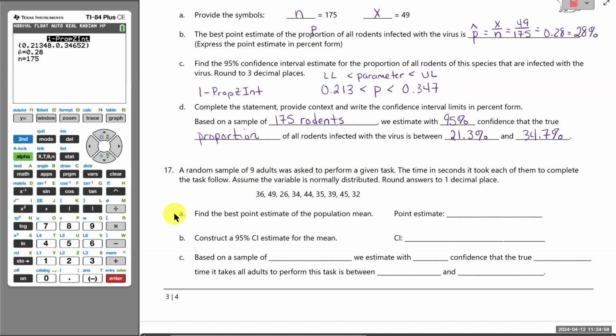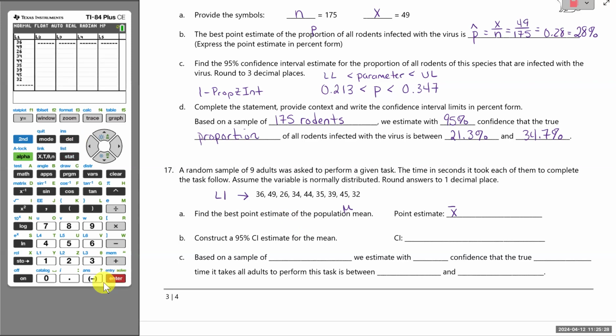And let's find A, the best point estimate of the population mean. All right, so if we want to estimate the population mean, which is mu, our best point estimate is the sample mean x bar. So what we'll do here is enter the data into our calculator. So if you want to pause for a moment and get that data in L1, I believe I've done that already. So stat edit. So we want the data in the calculator.